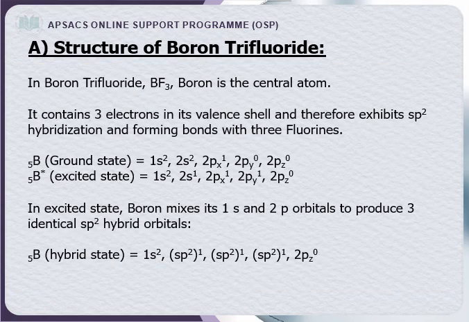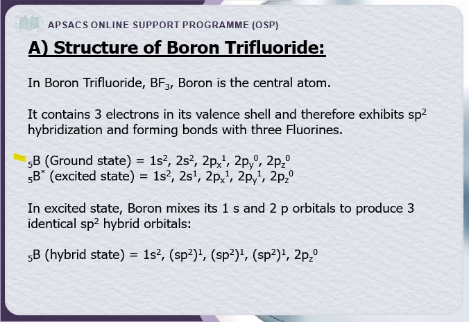Now here the structure of boron trifluoride has been discussed. Boron trifluoride has the formula BF3. This is the way you have to give it in exams. First of all, you have to write the electronic configuration of boron and fluorine separately. Here you can see boron with atomic number 5. Its ground state electronic configuration is 1s2, 2s2, 2px1, 2py0, while 2pz is also 0.